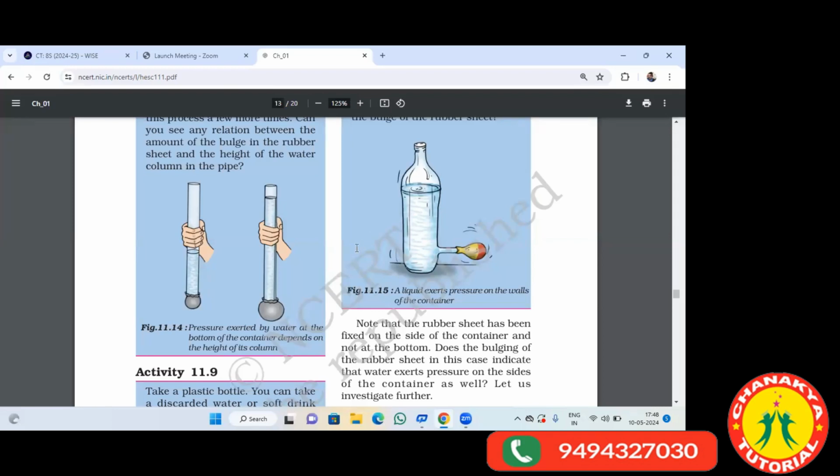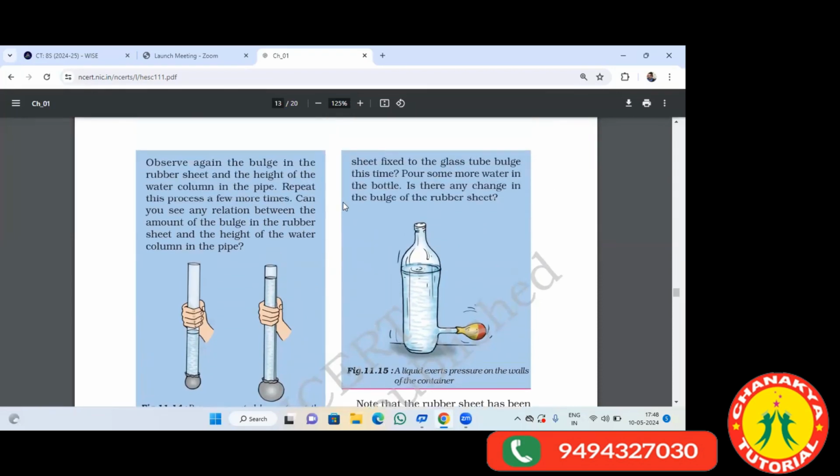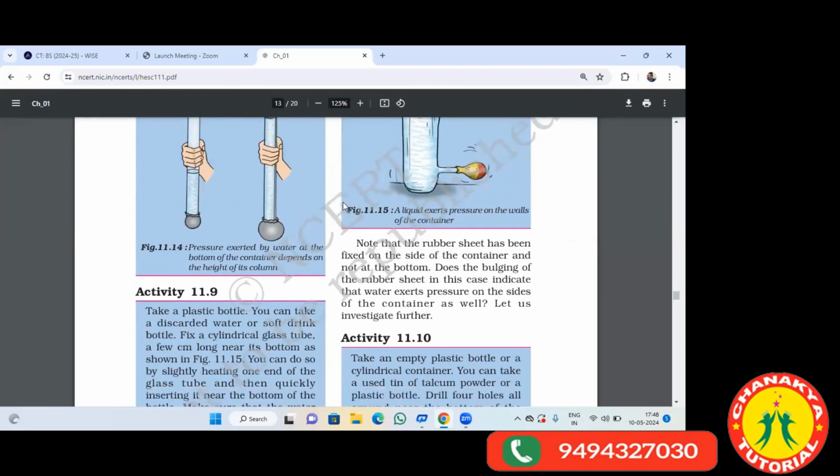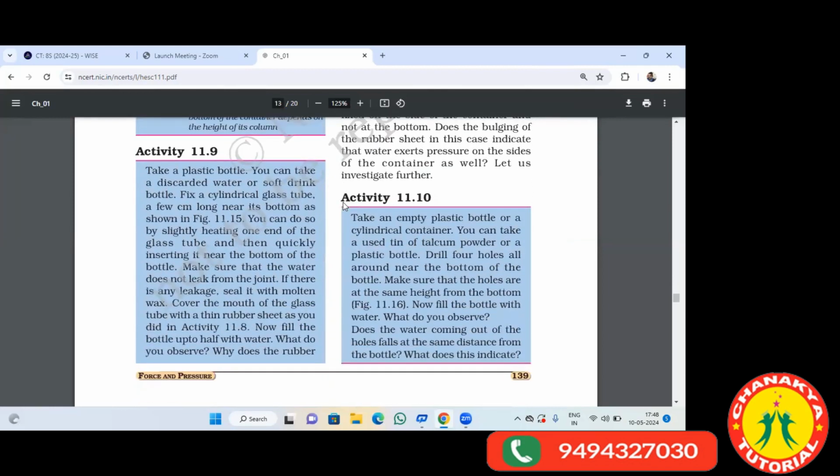Okay. Now here you have the second experiment. We had also seen about the second experiment. Take a plastic bottle. You can take a discarded bottle or a soft drink bottle, and a cylindrical glass tube, and you have to make an arrangement something like this.